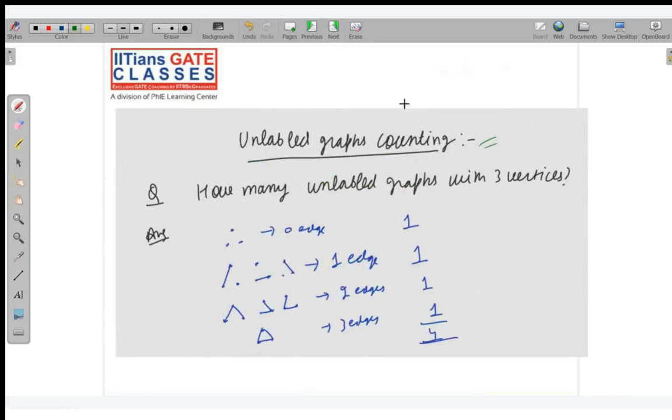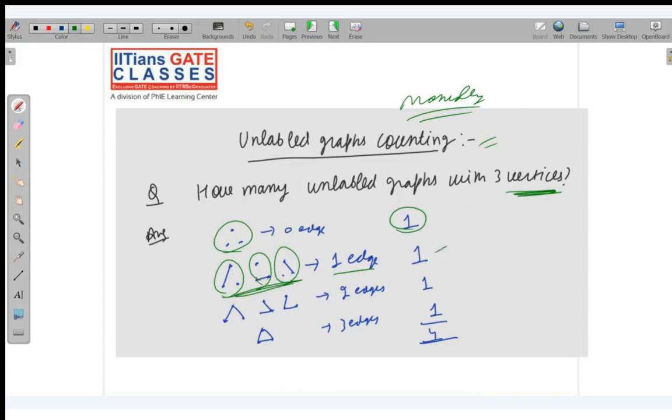Okay, so unlabeled graph counting, I have told you we have to do manually. There is no way out. So for example, how many unlabeled graphs with 3 vertices? 0 edge, only 1. One edge you may say like this and this, but all are isomorphic, because there is no labeling, so obviously 1. 2 edges, all these are same, only 1. 3 edges, only 1. So 3 vertices: 0 edge, 1 edge, 2 edge, 3 edge, all are 1. So 4 is the answer. Take snapshot. I will jump to the next slide.